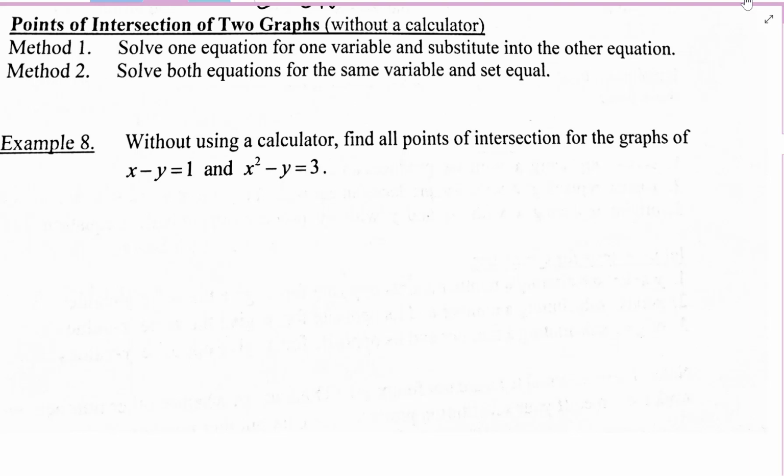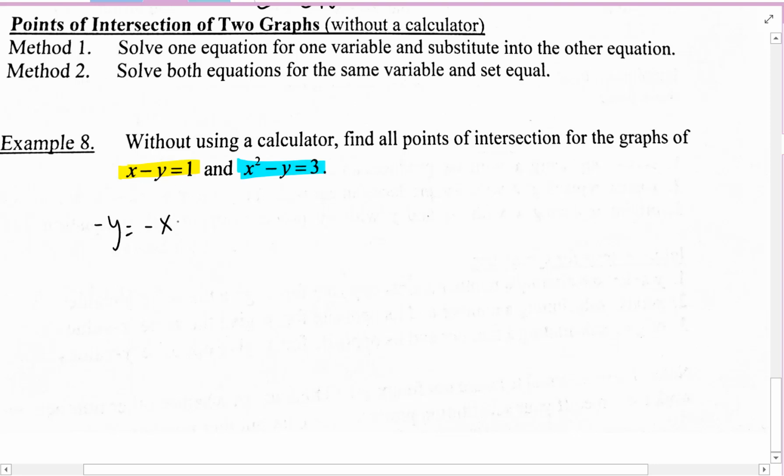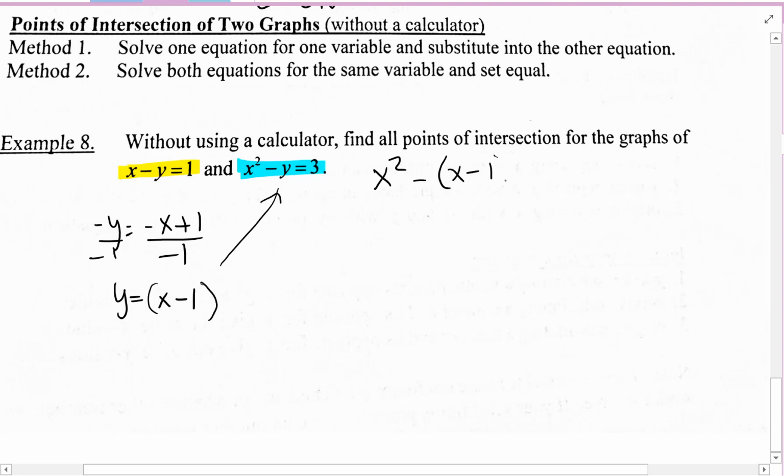Without using a calculator, find all points of intersection for these graphs. I have a line and a parabola. So a line is easy to solve for y. I'm going to subtract x on both sides. So negative y equals negative x plus 1. Divide by negative 1. Y equals x minus 1. This is what I will plug into the y in this equation. X squared minus x minus 1 equals 3.